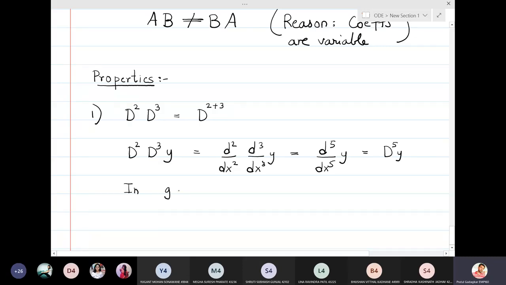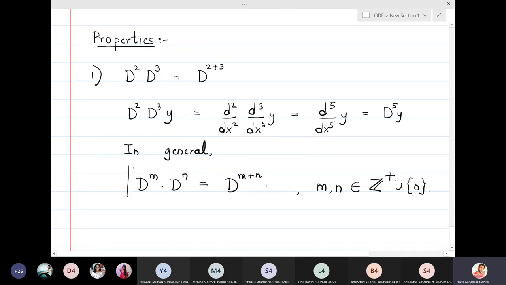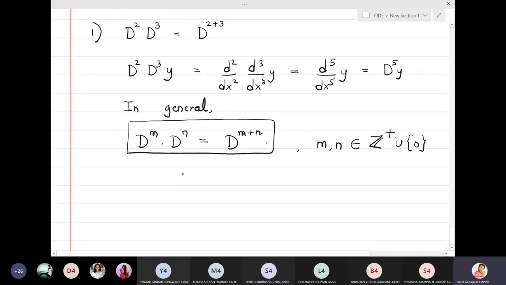In general, D^m D^n is equal to D raised to m plus n, where m and n are obviously positive integers. Or you can take even zero derivative. Zero derivative means do nothing. So this is one of the simple properties that we observe for the operator D.